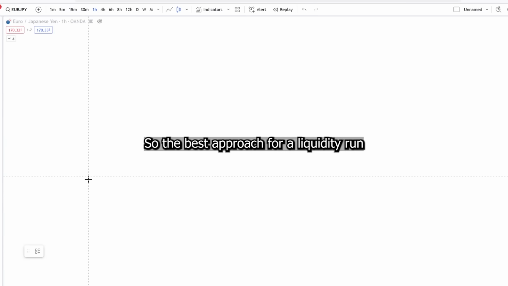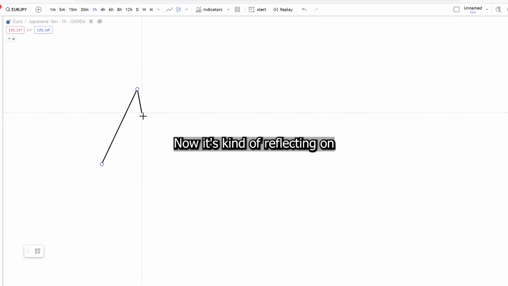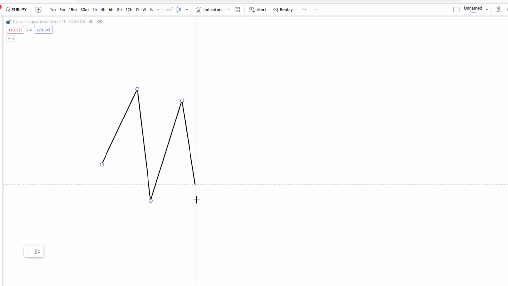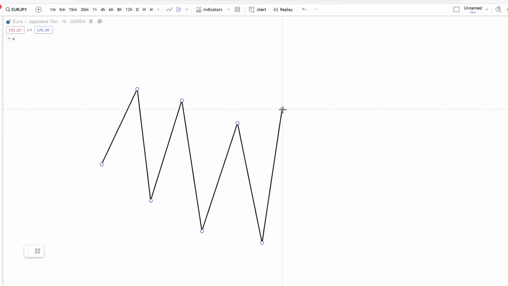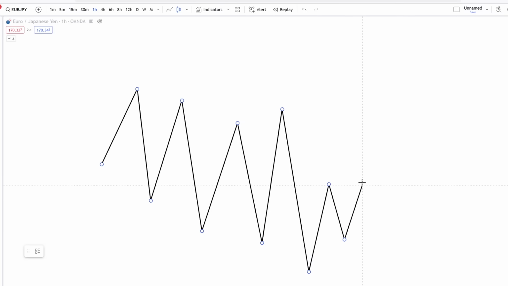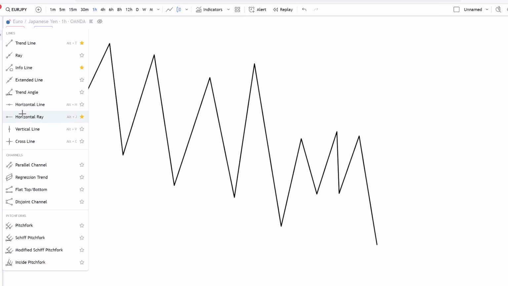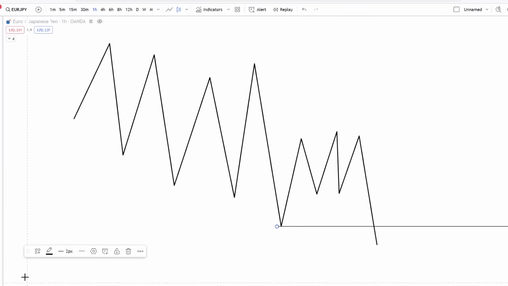So the best approach for a liquidity run entry based off statistics would be this. Now I was kind of reluctant on sharing this because I do share this on my website, but for the 100K purpose. So let's say you have a bearish trend. What you want to see is a stop hunt, price breaking out of the range, coming back inside of the range, but not retracing all the way deep, retracing somewhere below the equilibrium, and then dropping. This is your best liquidity run entry, where your entry would be right here.